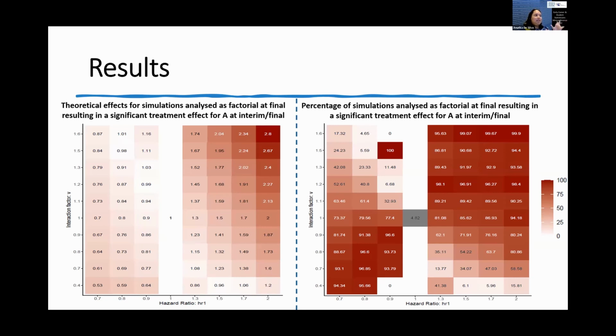So just to understand the patterns we see with the percentage of simulations on the right-hand side panel, I've also given the underlying theoretical effects, to better understand these patterns. As I mentioned, the type 1 error is around 5% as expected. And if you look at the row across this interaction factor of 1, or the null value, the power is around 80%. And if you look at the bottom left and the top right-hand side quadrants, which is the synergistic interaction, we can also see that a higher percentage of simulations are analyzed as factorial. So far, the simulations are behaving as we would expect.